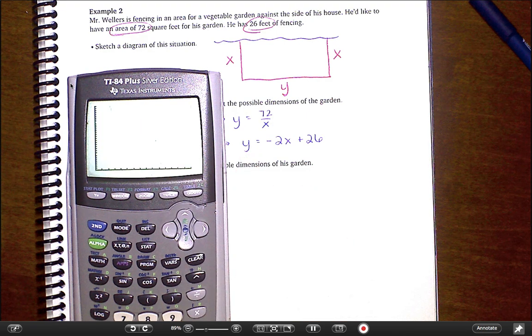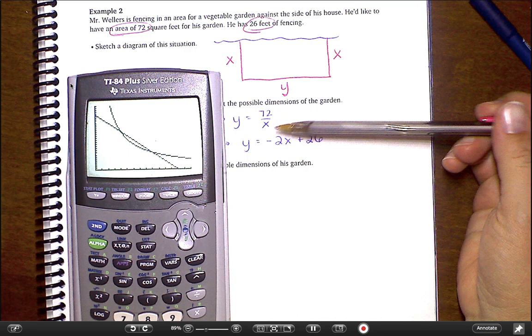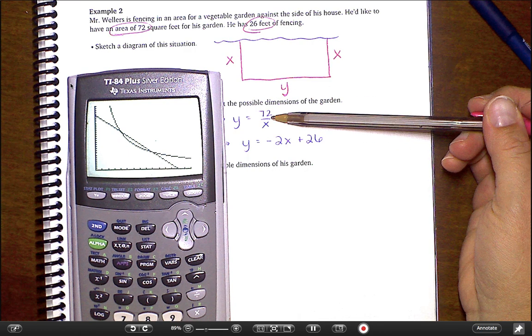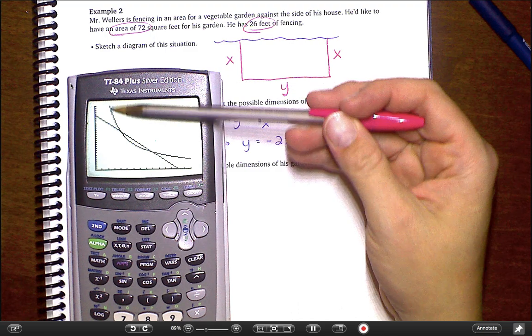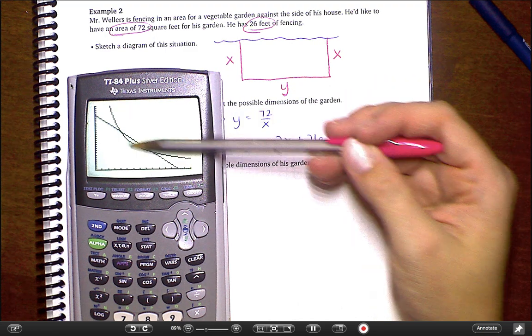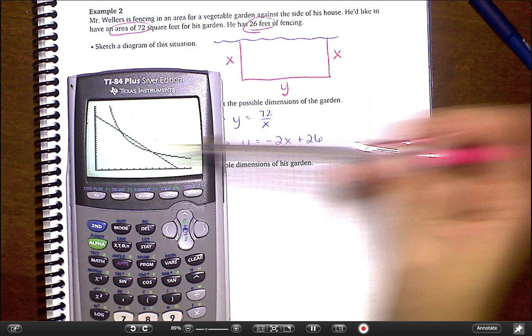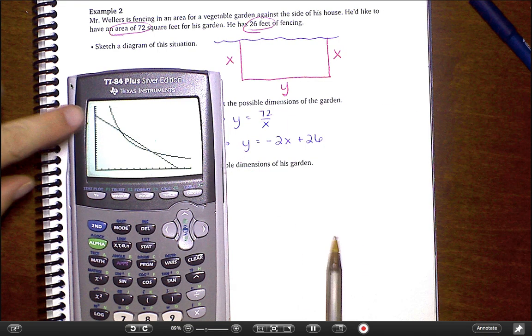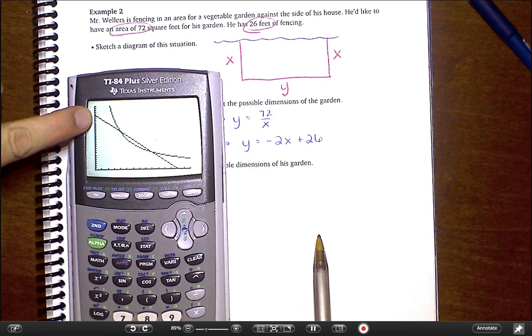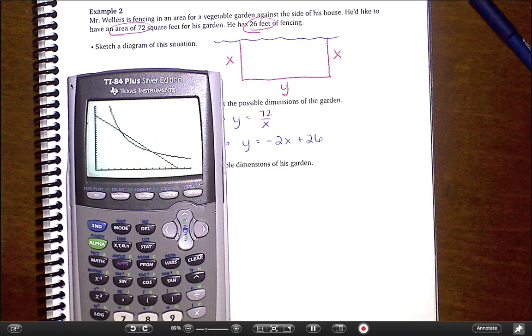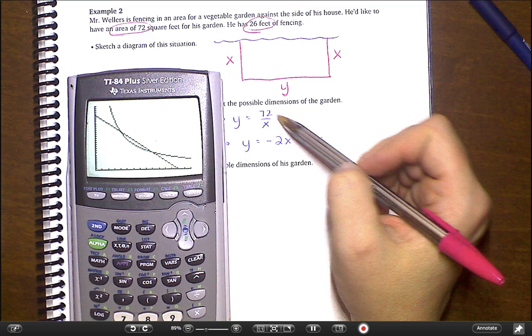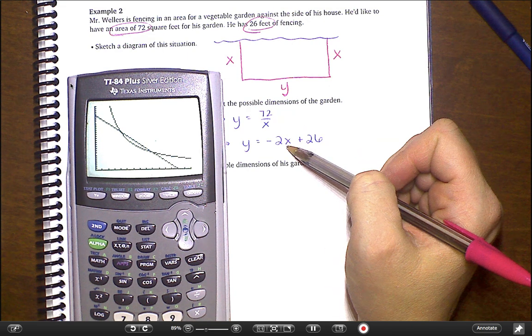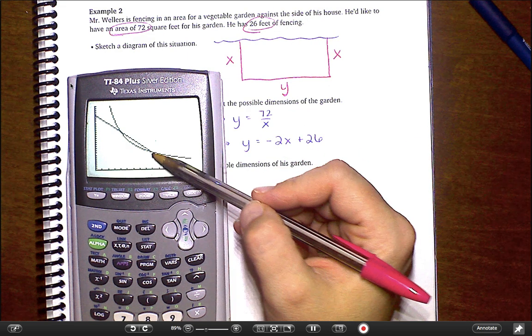Now let's hit graph and see what we can see. Okay, so I hope this makes sense to you if you think back to when we did variation. This 72 over x, that's really a hyperbola. So you're seeing a hyperbola here, and then this is a linear equation with a y-intercept at 26. And it's going down by 2 and over 1. What I really care about here is where can I make both of these things be true at the same time? And that happens here and here.